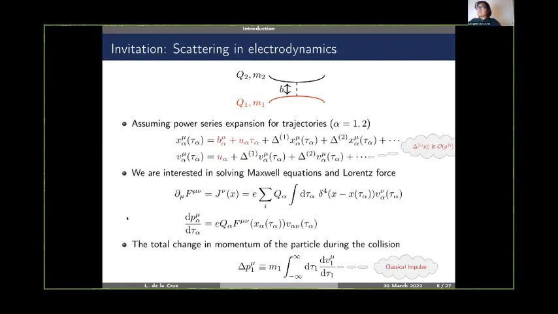So I have the scattering of two charged particles, and I want to describe the total change of momentum during the collision. That would be the classical view of this problem. So now, how do I do it if I want to use amplitudes?